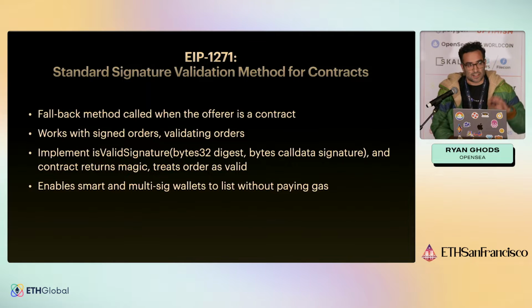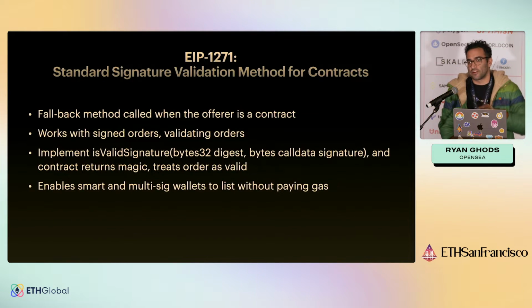If you did order validated, that's on chain, you pay a little bit of gas, but if you sent it to the OpenSea API, that would be off chain and it wouldn't cost any gas.